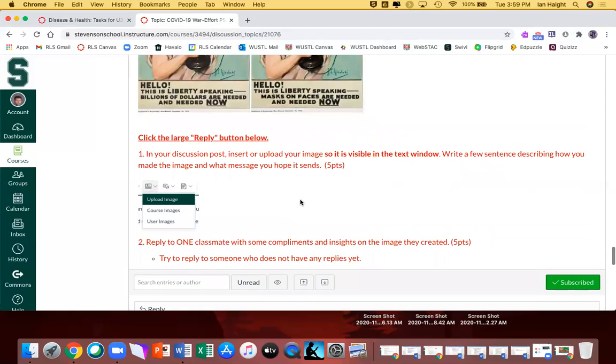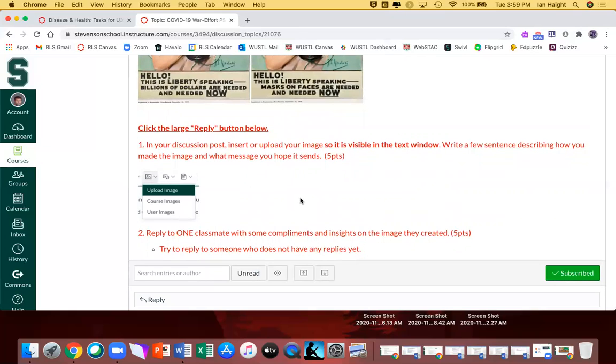And then the idea is to click reply on this discussion and insert your image. Write a little bit about how you made it and what message you hope it sends, and then reply to one classmate, giving them some compliments or some insights on their image.